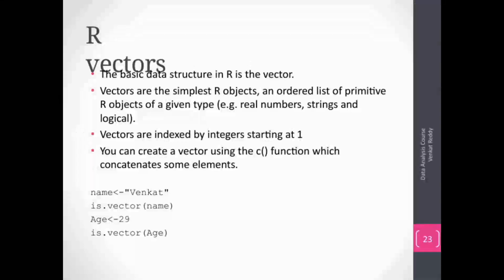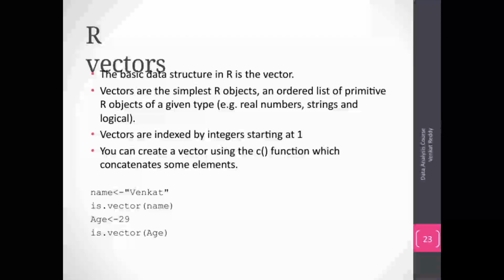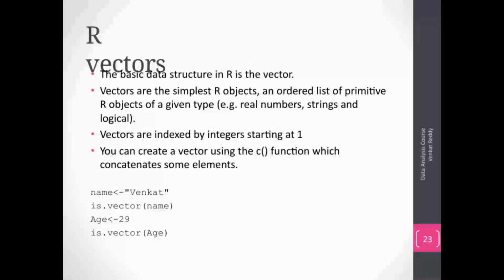For example, if you want to create a vector of names or numbers, you just list the elements inside c. Let me give you an example. If I assign name Venkat, I can check if this is a vector by using is.vector(name). Similarly, I can create a numeric variable like age 29 and verify its type with is.vector(age). Understanding vectors is crucial because they form the foundation of data manipulation in R. And mastering this concept will make working with data much easier and more efficient.